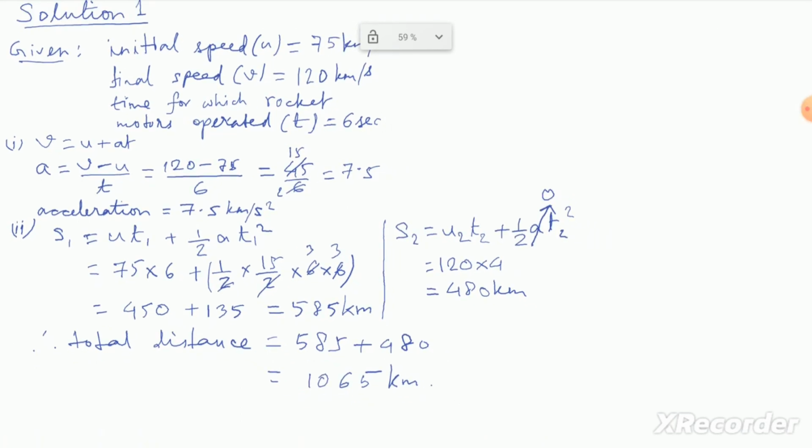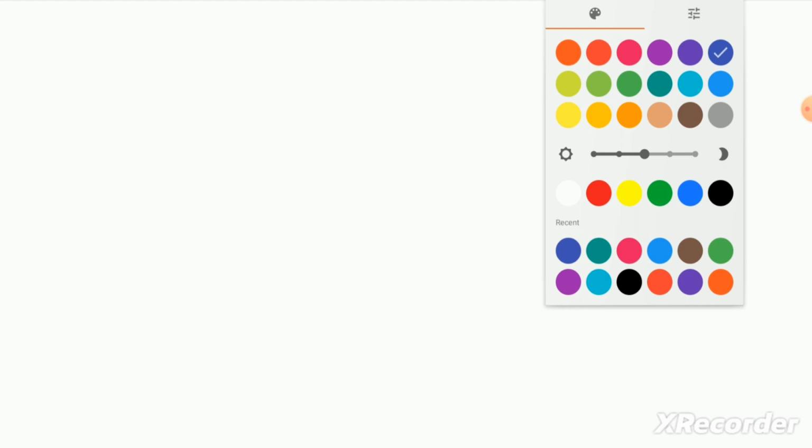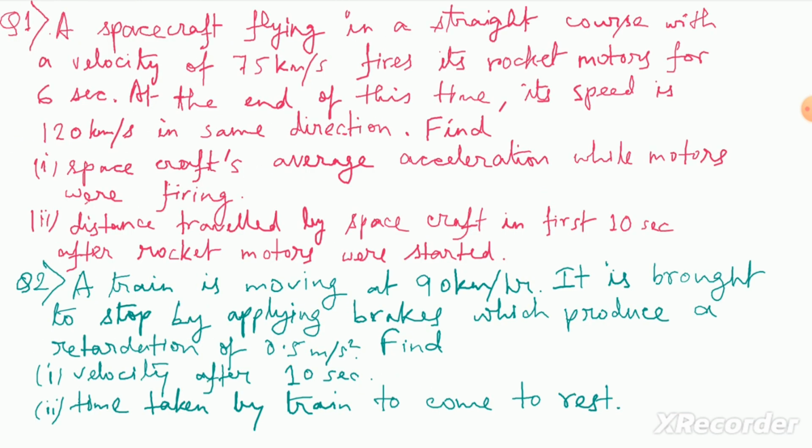Okay, fine. So we'll now be moving on to the next problem. So it's solution number 2. Let us see what the second question is all about. The second question says the train is moving at a 90 km per hour speed. So this is the initial speed.